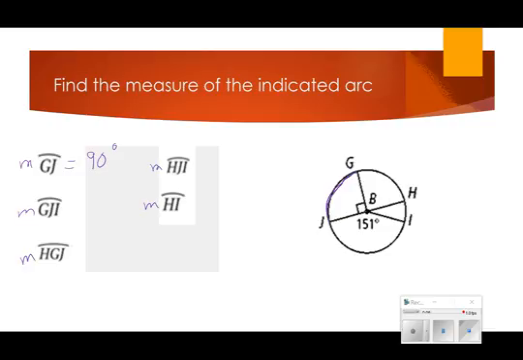If I want to go GJI, okay, so we said that this was 90. GJI starts at G, goes through J, and ends at I. Okay, so JI is this arc, central angle is 151, so this arc is also 151 degrees. So 90 and 151 is 241 degrees.